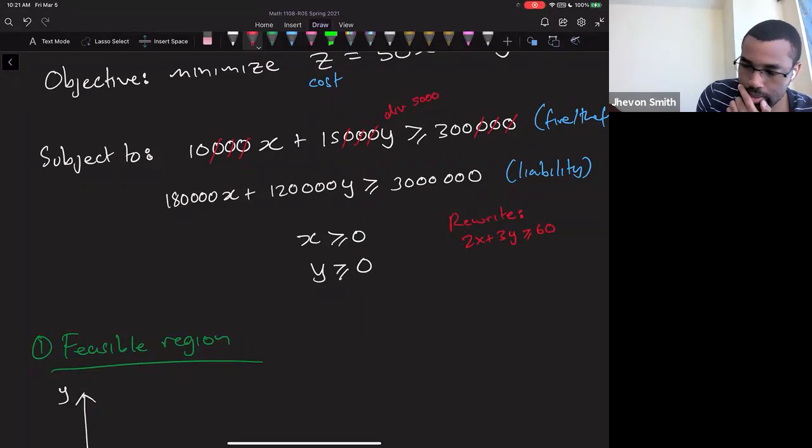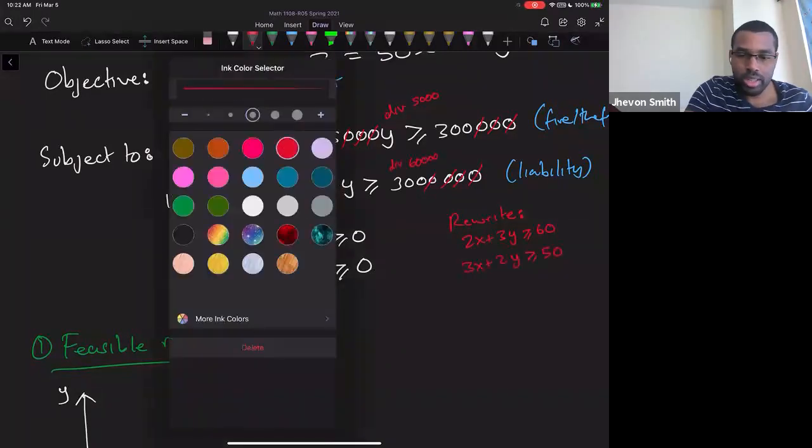5 into 30 goes 6 times. Okay. Then for this one, divide by, and for this one, I can divide by 10,000, it looks like. And then 6 would go into everything, so I'm going to divide by 60,000 on both sides. So 3 times 6 is 18, so this is 3x plus 2y greater than or equal to 50. Okay, so those numbers are nicer, they're smaller.